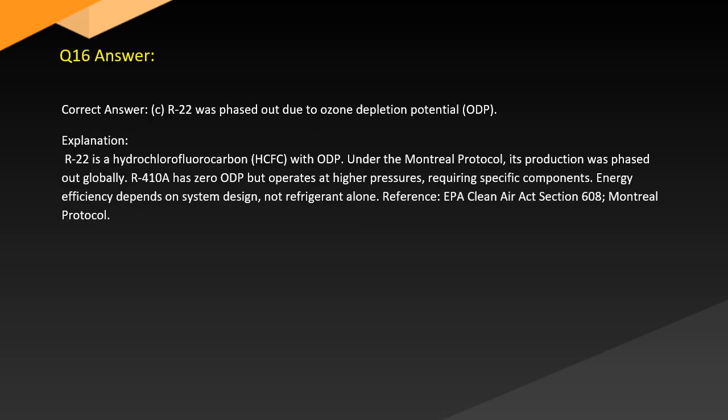Answer. Correct answer: C. R22 was phased out due to ozone depletion potential. Explanation. R22 is a hydrochlorofluorocarbon, HCFC, with ODP. Under the Montreal Protocol, its production was phased out globally. R410A has zero ODP but operates at higher pressures, requiring specific components. Energy efficiency depends on system design, not refrigerant alone. Reference: EPA Clean Air Act Section 608, Montreal Protocol.